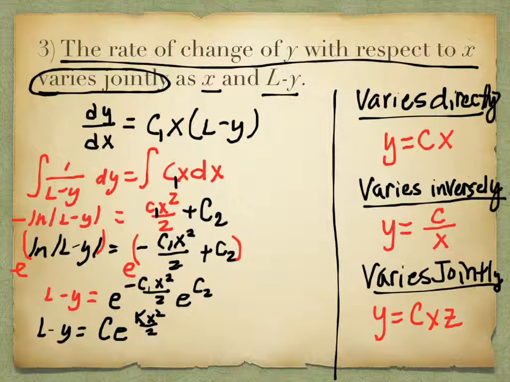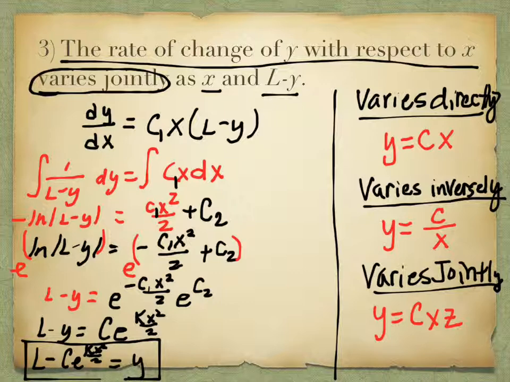I'm going to do it in a little bit of a reverse order than you suggested, Janet. I'm actually going to move the C e to this side and then the y over here, so it'll already be positive, but I'll get the same answer. So this will say L minus C e to the k x squared over 2 equals y. And that is the solution to the differential equation that I started with. It's a general solution though, right? I don't know what C is and I don't know what k is. But you know what? There are problems in which we can find those out.